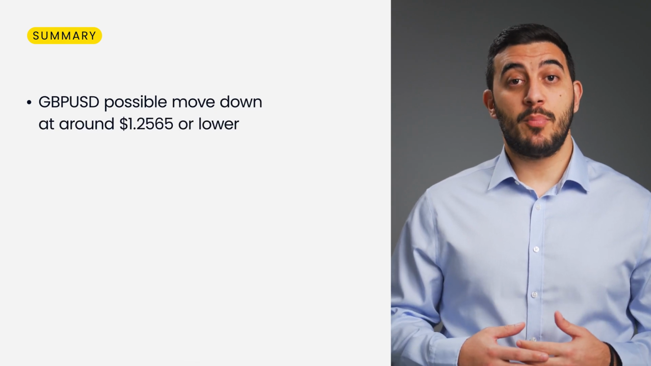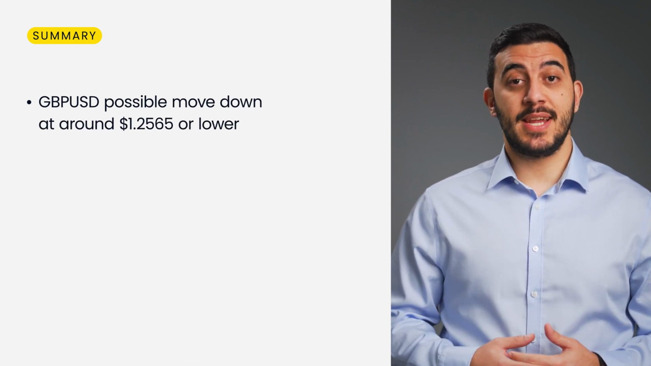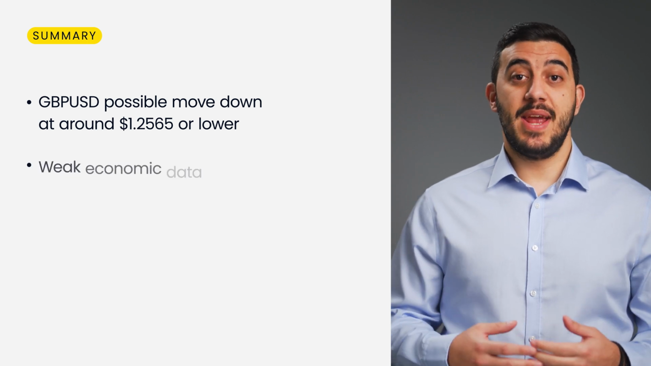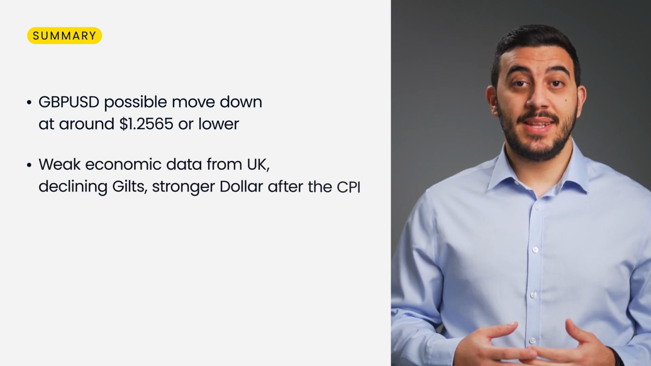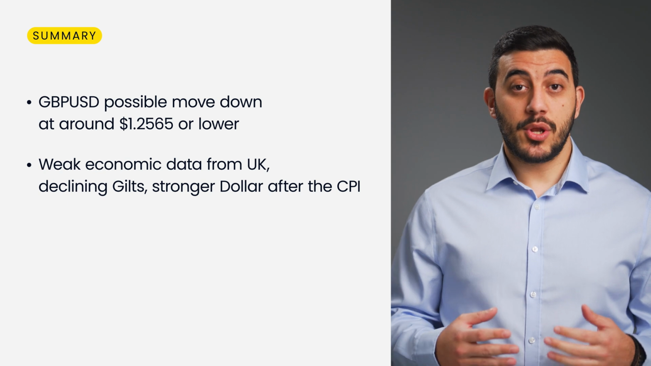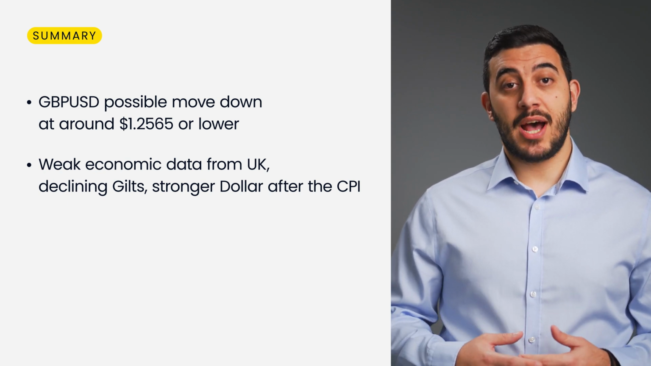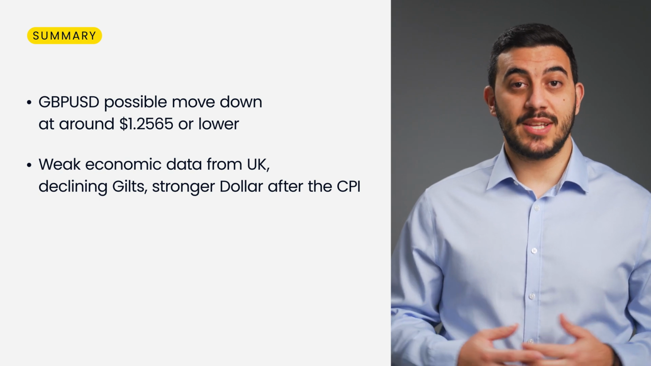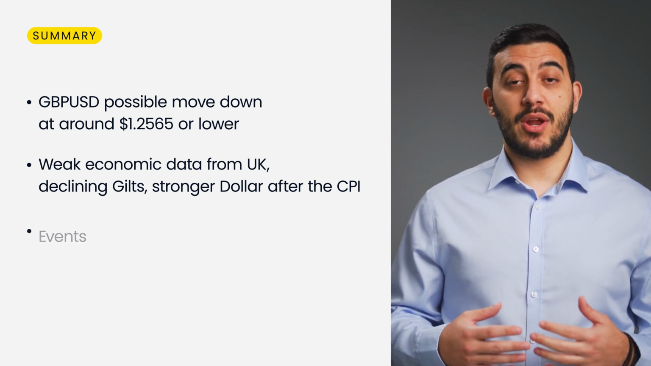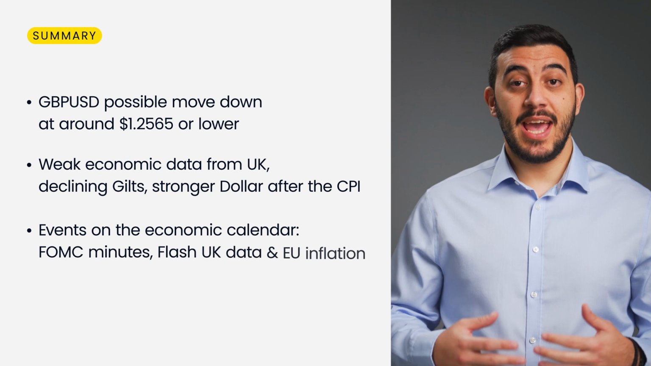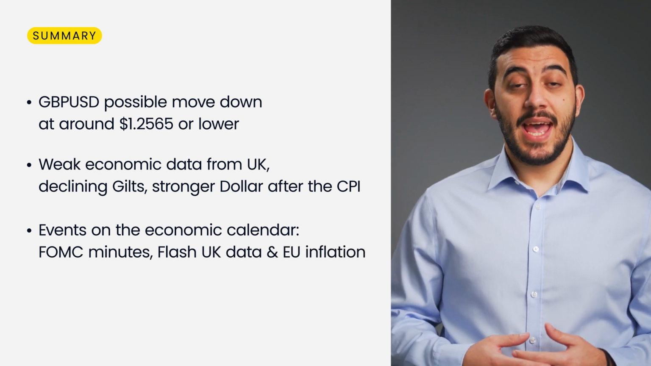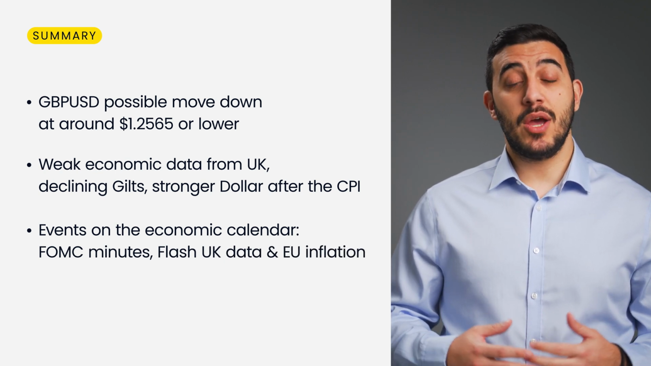target around the 1.2565 price area or even lower. The main narratives are the weak economic data from the UK, the slowdown in the 10-year British gilts, and a stronger dollar after the CPI publication of last week. The economic data that could affect this trade is mainly the FOMC minutes on Wednesday and flash data from the UK on Thursday.